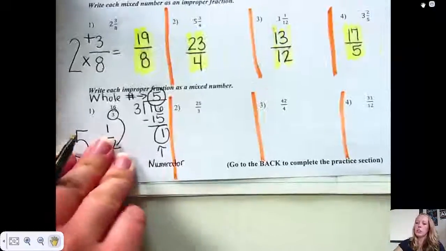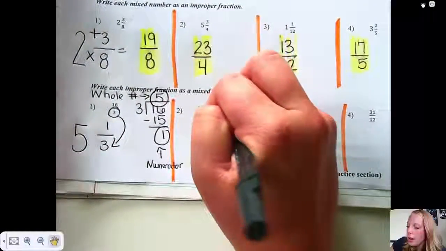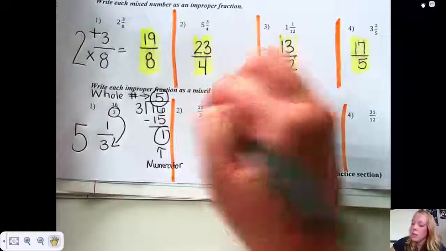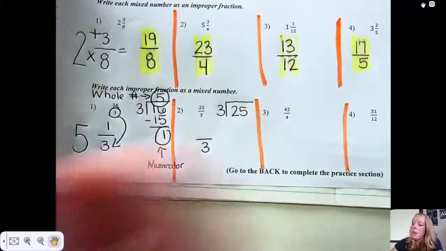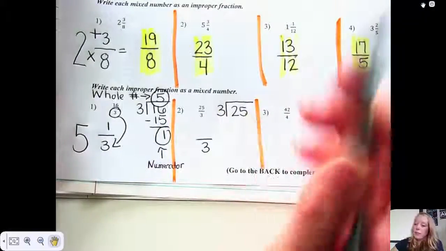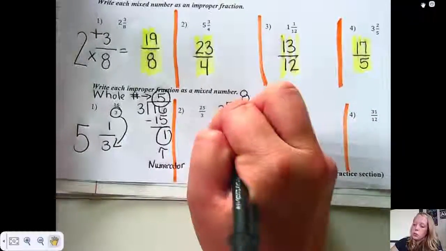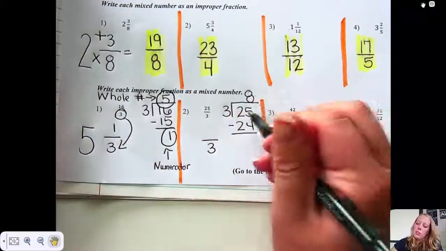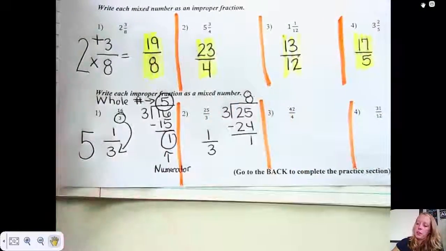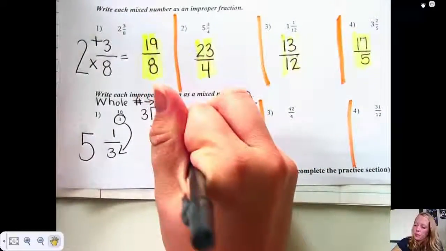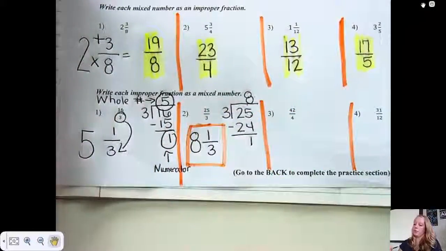Here we go. Let's try 2. Division, top number in, bottom number out. And if you want, you can go ahead and put the 3 as your denominator right now. How many 3s go into 25? 8. 8 times 3 means we need to subtract 24. 25 minus 24 is 1. This goes right up here. This is your whole number. So the answer is 8 1/3.